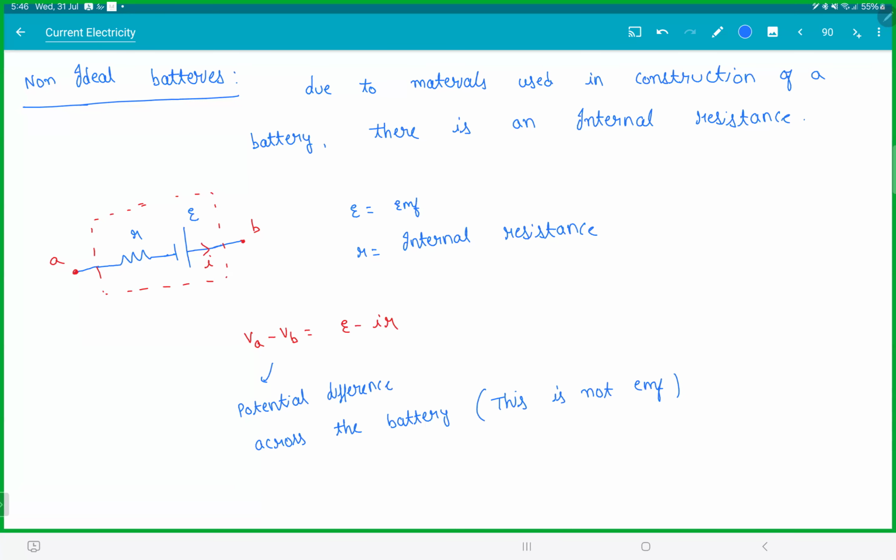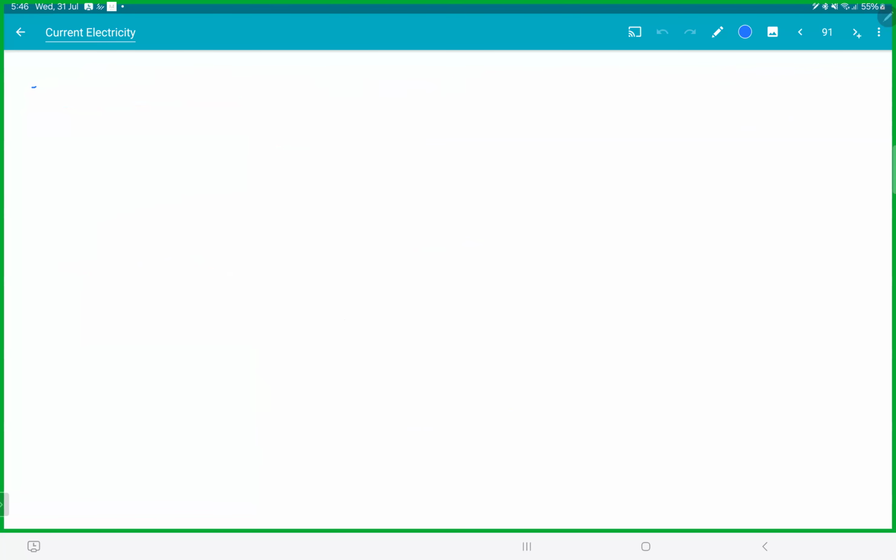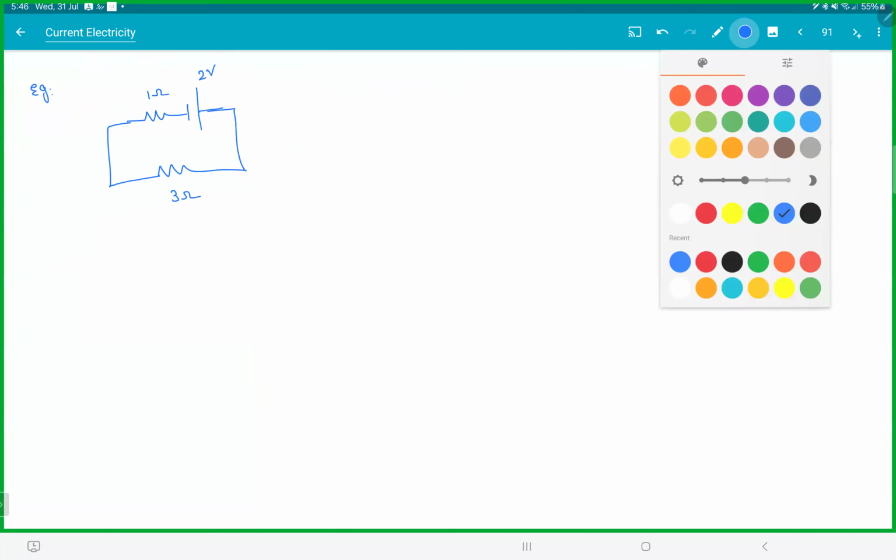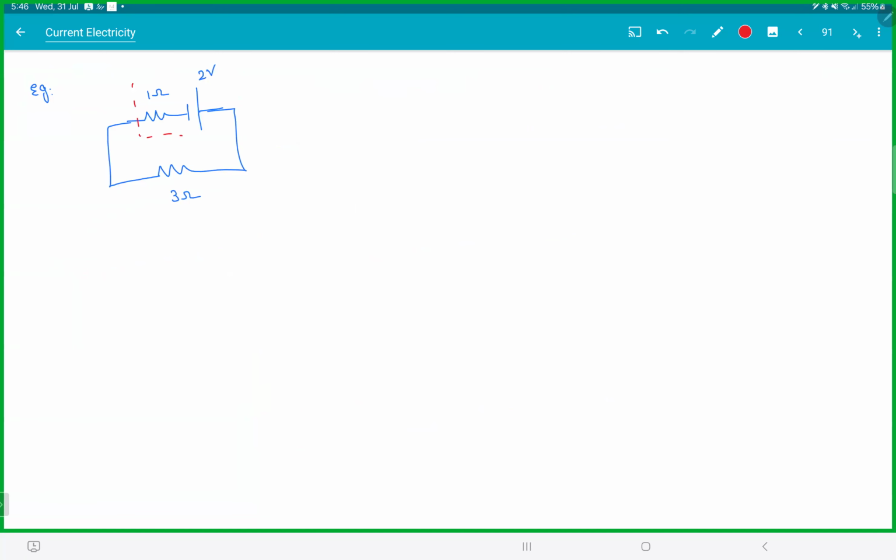For example, let's say we have a battery of 2 volts with an internal resistance of 1 ohm, and you connect this across a 3 ohm resistor. So this whole thing comes as a package. When you want to find the current, it behaves like a normal resistor; series, parallel, everything works. So that would be 2 by 4 ohm, which is half ampere.